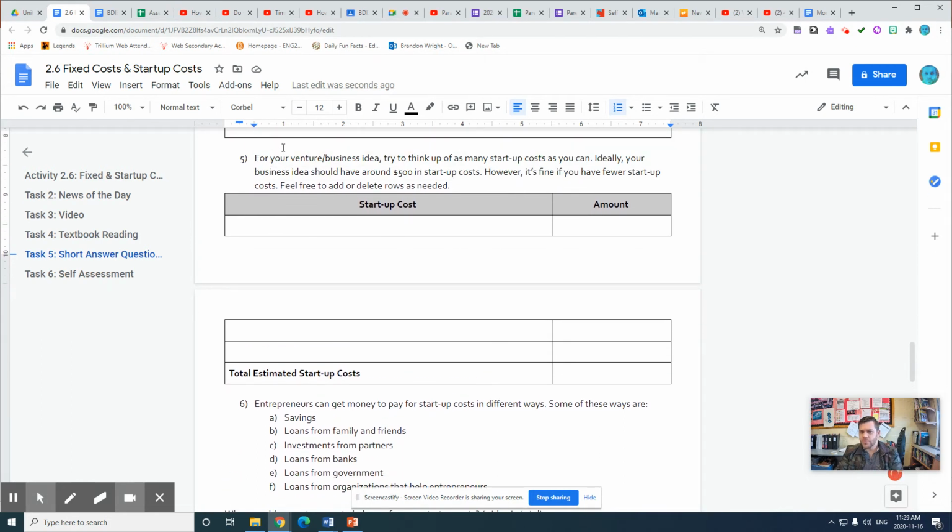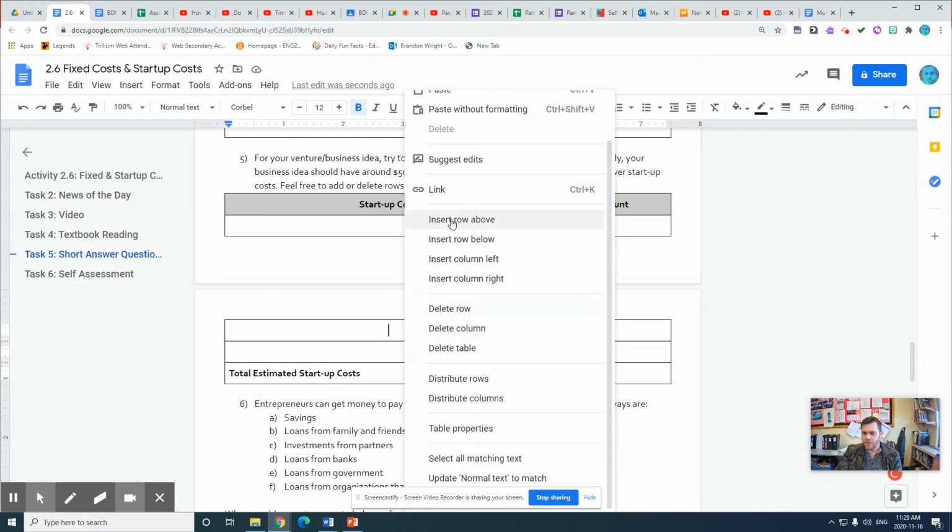For your business idea, try to think up as many startup costs as you can. Ideally, your business idea should have around $500 in startup costs. However, it's fine if you have fewer startup costs. Feel free to add or delete rows as needed. And to add rows or delete them, you just click on the chart, right click, and then either insert row or delete row, whatever you want to do.